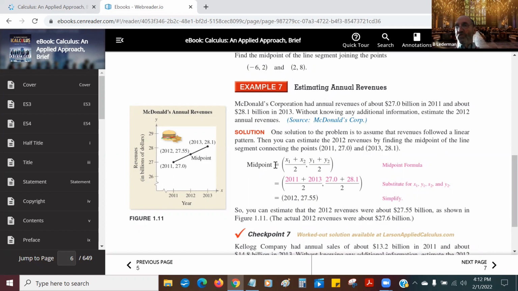So I'm going to do the midpoint formula, x1 plus x2. Well, the x1 and x2 are the years, 2011 and 2013. You add it up, divide by 2. You get the average, which comes out to 2012, no surprise there. And then I'm going from 27 billion to 28.1 billion, and that averages out to 27.55 billion. And we estimate that in 2012, the revenues were about 27.5 billion. All right, let's move on.